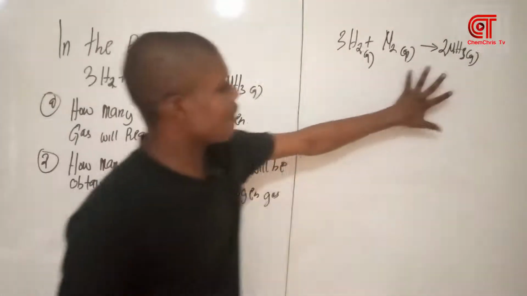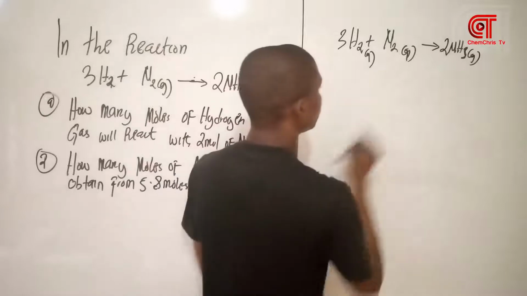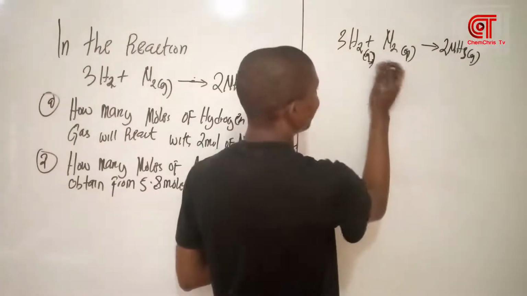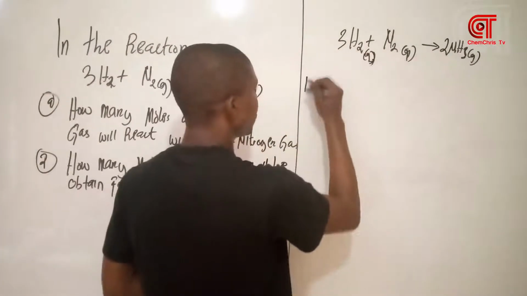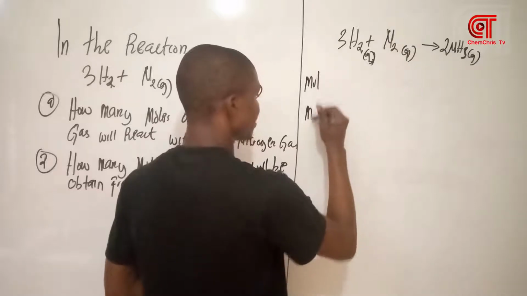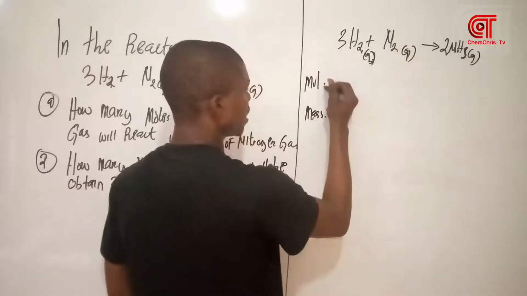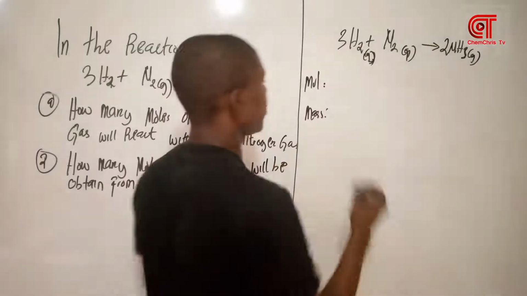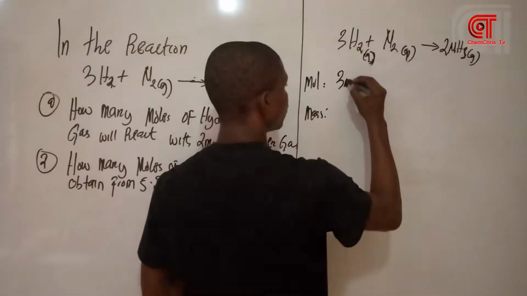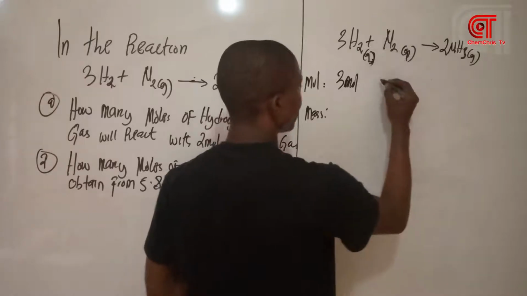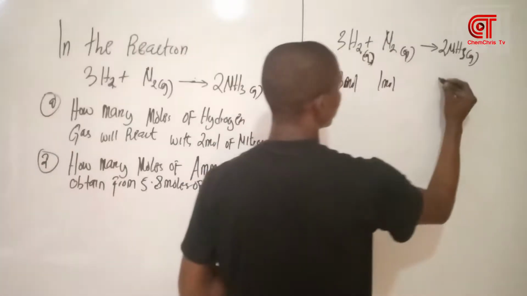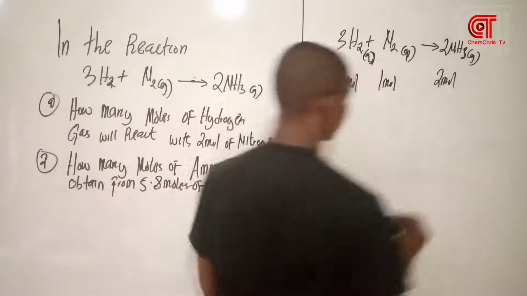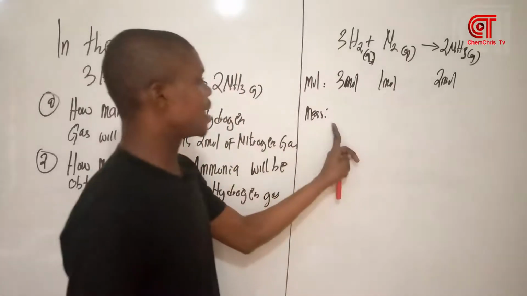After this, the next thing you want to do is write out the balanced mole and mass. Here we have mole, here we have mass. The equation is already balanced. For the moles, here we have 3 moles, here we have 1 mole, and here we have 2 moles. Now how do we get the balanced mass?